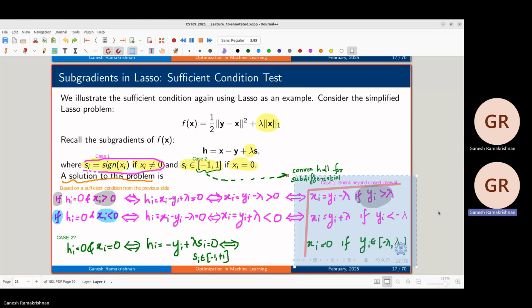Is this visible from behind? In either case, you're squeezing it to 0. The only thing is lambda gives you a threshold within which you force it to 0. Outside that, you linearly squeeze it to 0. Okay, I hope this is clear.